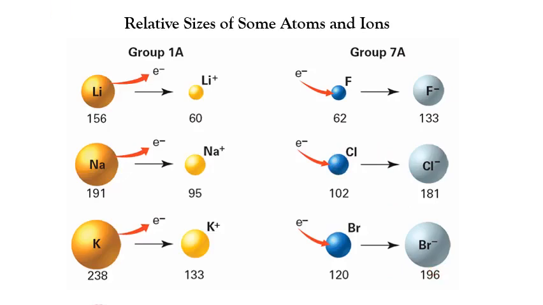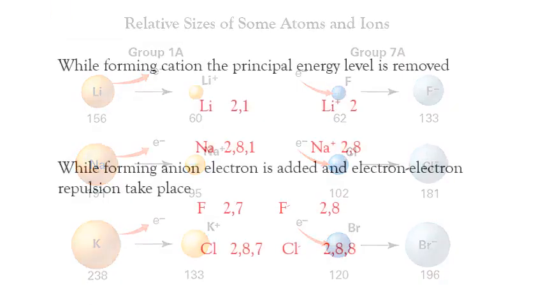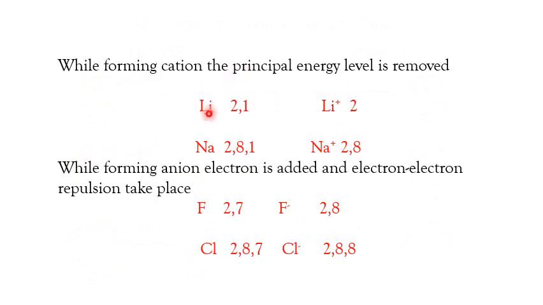than bromine atom. This is because when a lithium atom forms a lithium ion, we can see the electron configuration changes from 2, 1 to 2. That means we don't have the outer shell in the lithium ion here. So one outer shell is removed. So the electrons are closer to the nucleus, more attraction, so the size decreases.